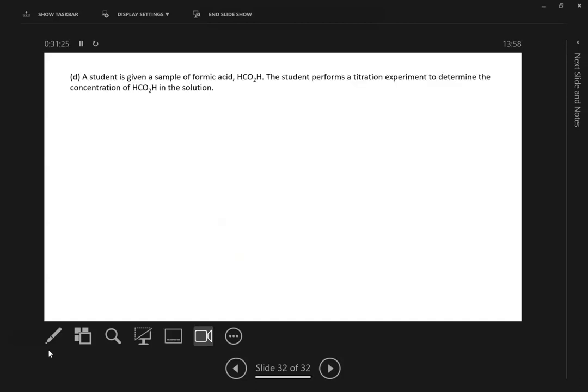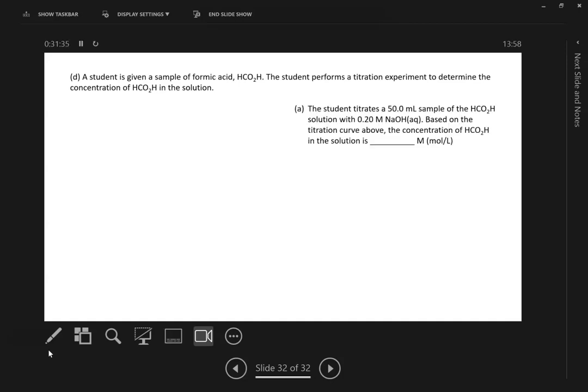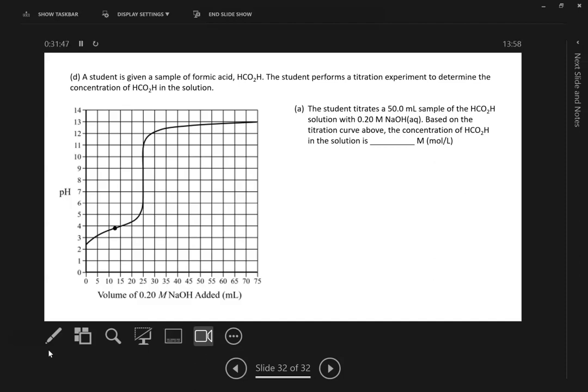All right. Lastly, a student is given a sample of formic acid, HCO2H, and let's see what we were tasked with doing. The student titrates a 50 milliliter sample of HCO2H with 0.2 molar NaOH. Based on the titration curve, they want us to compute the concentration. All right, we look at this, we see where the equivalence point occurs. It occurs at 25 milliliters.